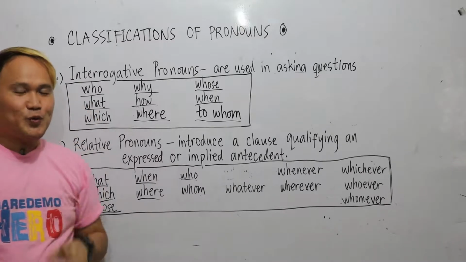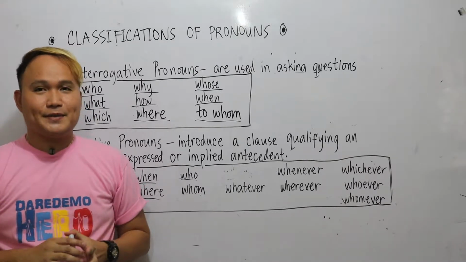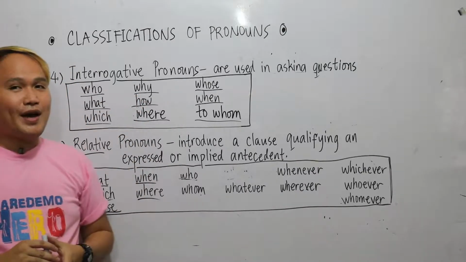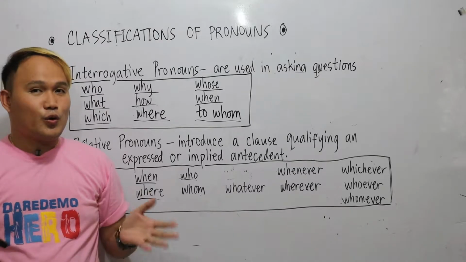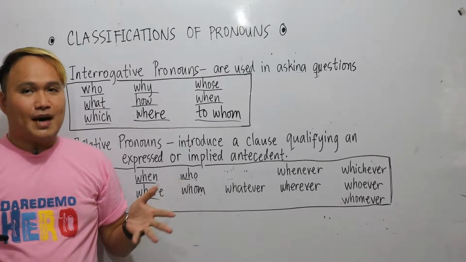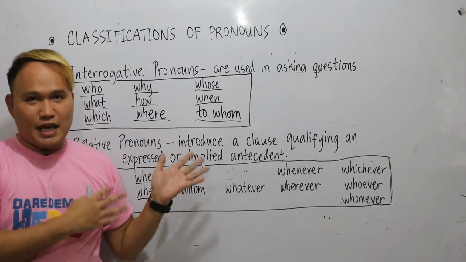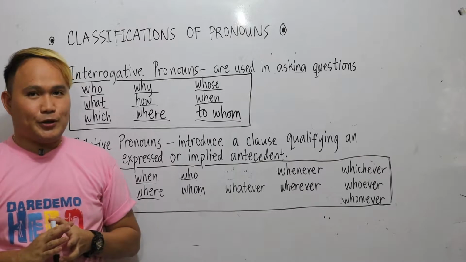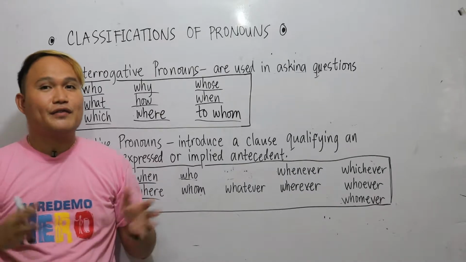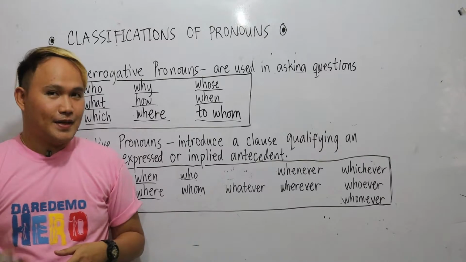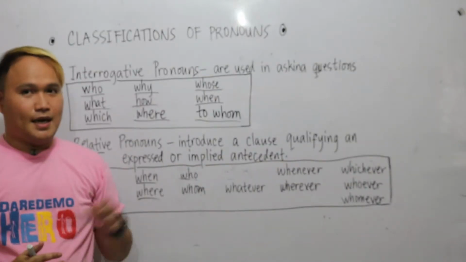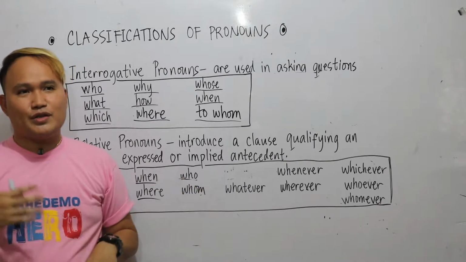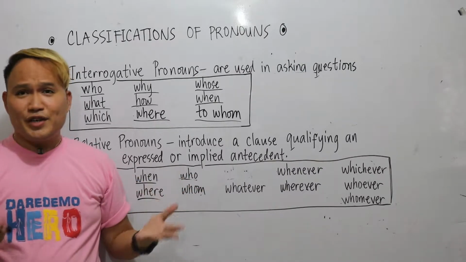Let's talk about who. When do we use who? Very good. You use who when you ask about a person, or when you ask about the name of a person. For example, who is your teacher? Or who is your favorite actor or actress? Next we have what. You use what if you're asking for general information. For example, what is your favorite subject? Or what is your name?